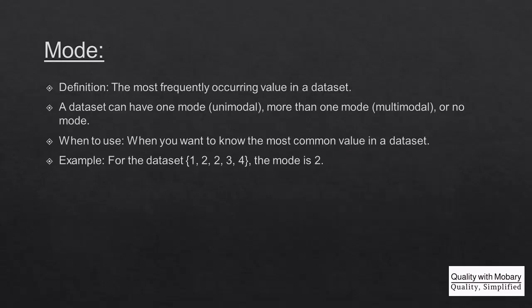Then we got the mode, which is the simplest one out of the three. It is the most frequently occurring value in a dataset. So in this dataset here, we got 1, 2, 2, 3, 4. So 2 is repeated twice, and there are no other values being repeated in this dataset. So this leaves us with 2 as the mode for this dataset.